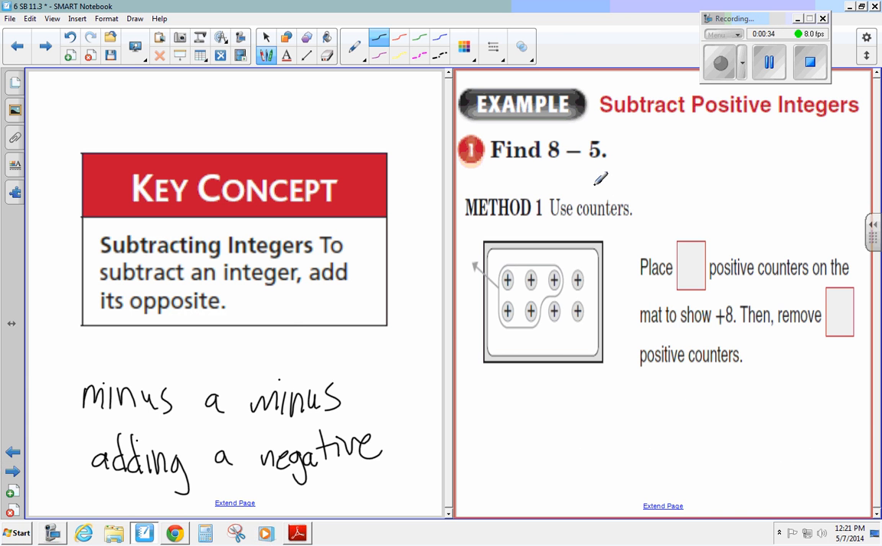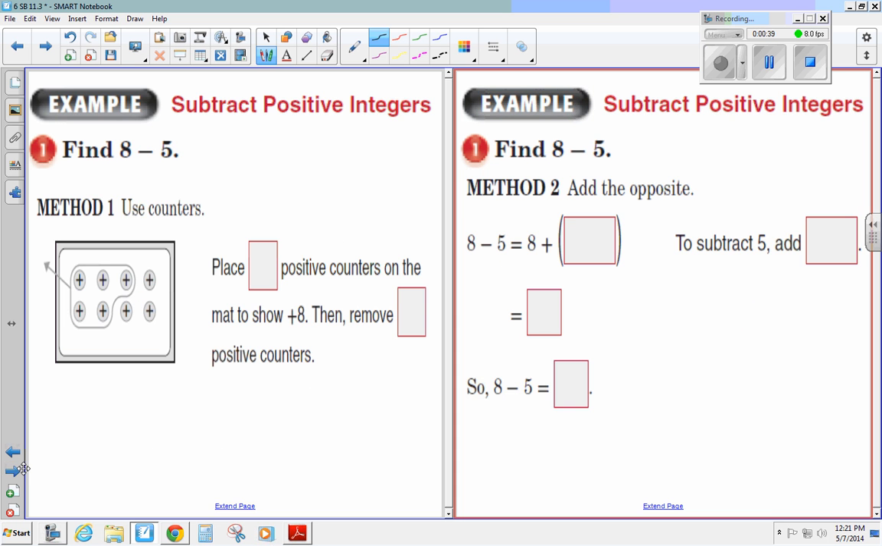So 8 minus 5. There are two methods here. You're going to use counters, like we did for adding. So place 8 positive counters on the mat: 1, 2, 3, 4, 5, 6, 7, 8. Then remove 5 positive counters. So using counters, you basically have plus 8, subtracting plus 5.